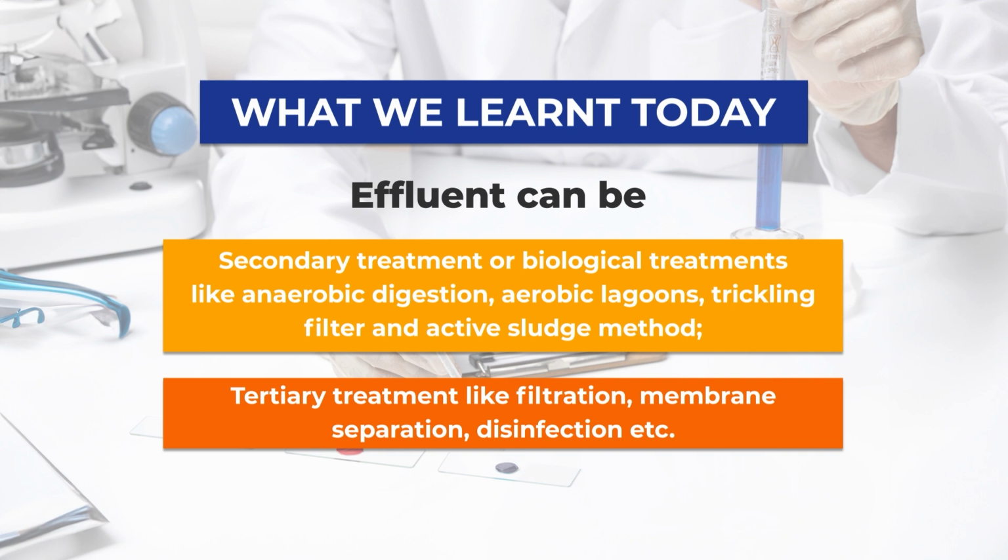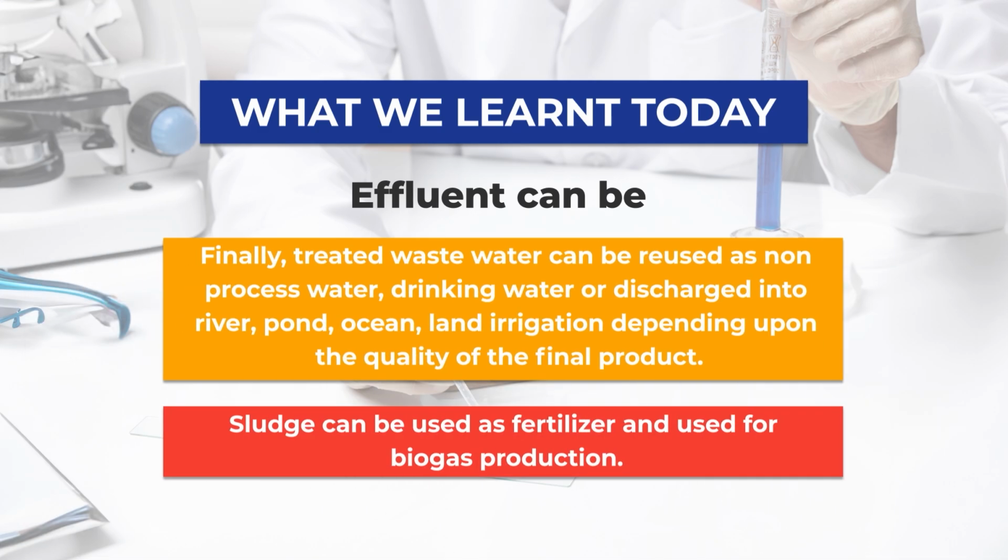In the tertiary level, advanced technologies like filtration, membrane separation, then disinfection of the wastewater are done. And finally, the treated wastewater can be reused as non-process water or drinking water or discharged into a river, pond, ocean, or land irrigation depending upon the quality of the final product. And sludge can be used as fertilizer and for biogas production. This is all about the basics of the management of liquid wastes in the food industry.